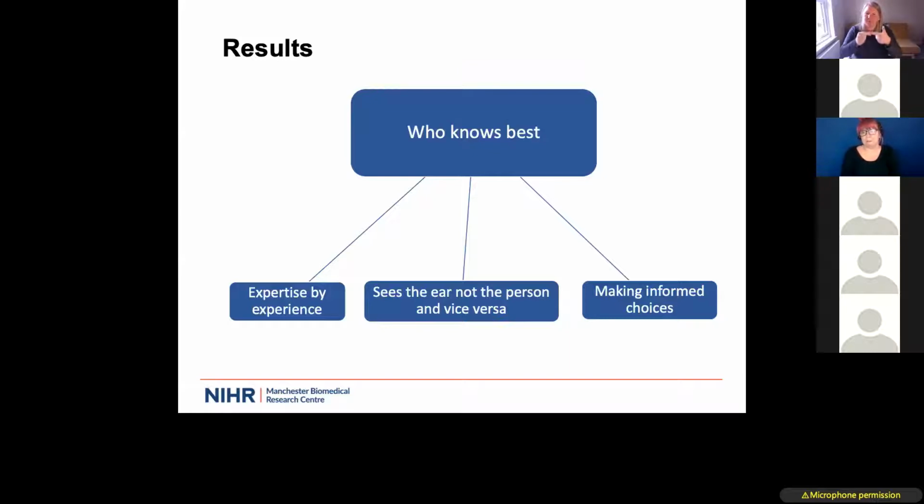The second element under this theme is they're seeing the ear and not the person. All 8 participants reported that audiology are not supplying a person-centered approach. They're there to look at the ear or the technology, but they're not looking at that holistically, and it's not about the individual. Making informed choices, all reported that this was difficult. Audiologists don't ask what they use the hearing aid for, or even with and without interpreter, they don't find out their lifestyle choices. They're just giving a set of hearing aids with very little information.